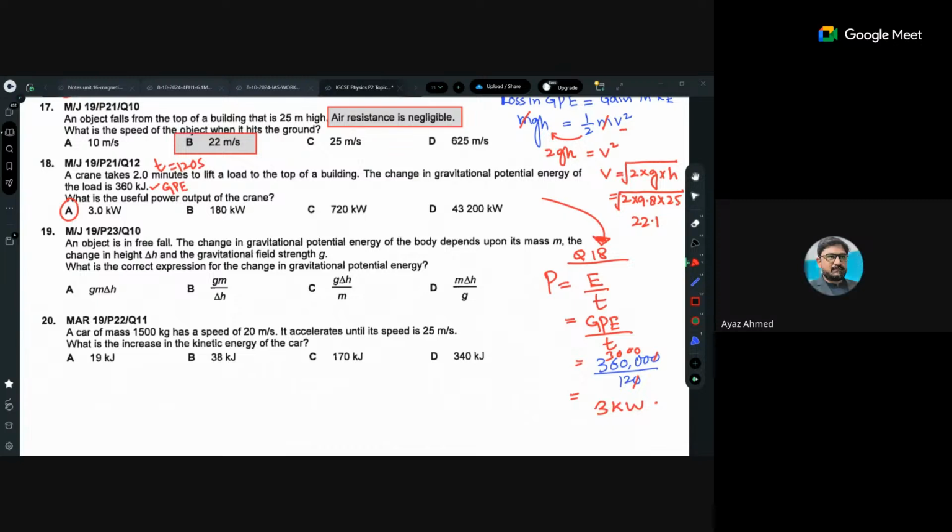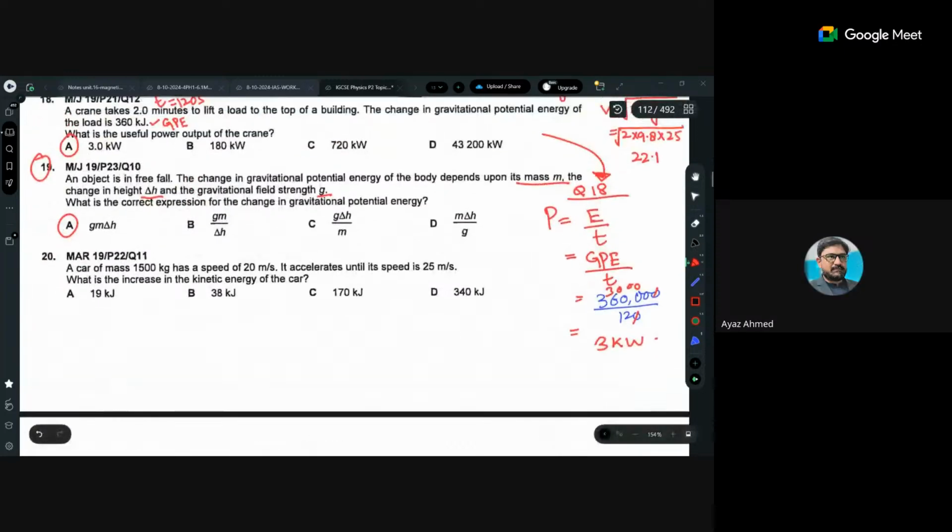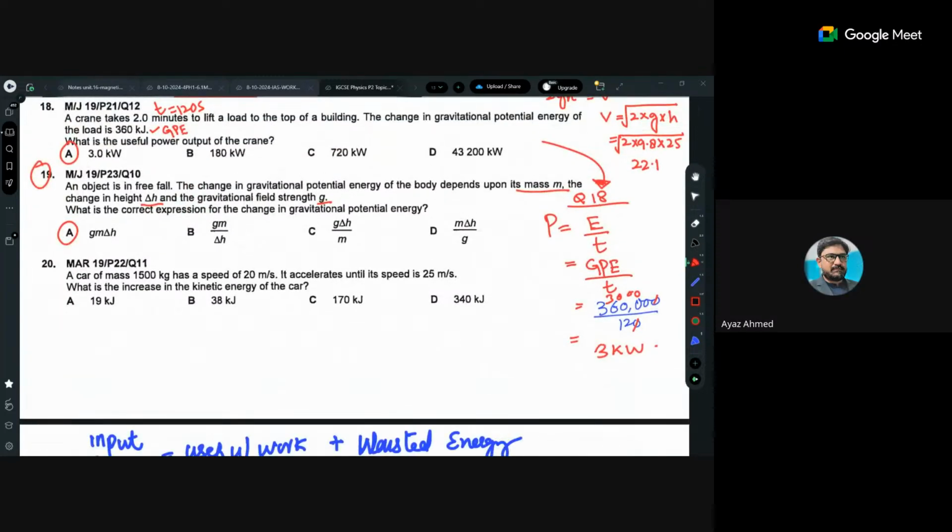Then the next is very simple for you. An object is in free fall. The change in gravitational potential energy of the body depends upon mass, change in height, and gravitational field strength. What is the correct expression? Yes, hurry up. A. Very good. Last question for your calculation, then I will switch to the topic.